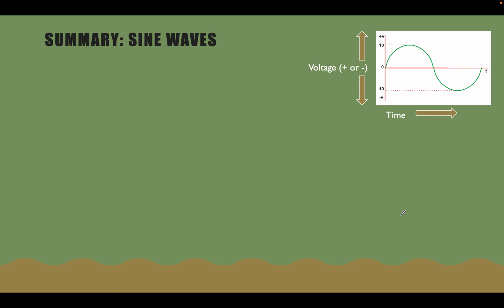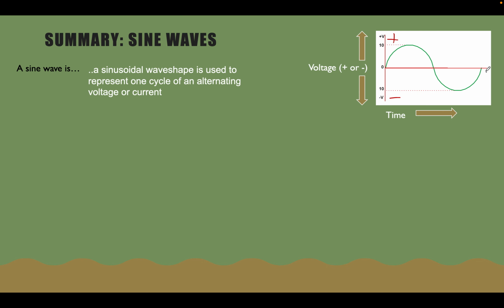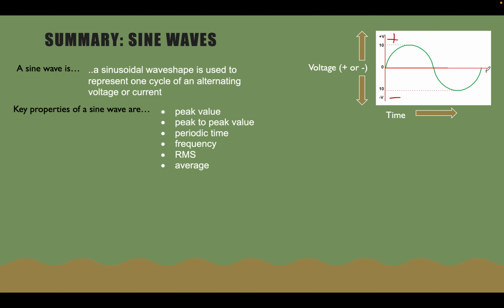So quick summary of sine waves then. Okay. So we understand straight away, don't we, when we look at this, the axis on this side is for voltage, positive or negative. Remember the positive side's here and the negative side's here because AC is going positive, negative, positive, negative. And you're seeing one cycle there. So a sine wave, a sinusoidal wave shape, is used to represent one cycle of an alternating voltage or current. And the key properties of a sine wave are peak value, peak to peak value, periodic time, frequency, RMS, and average. We've gone through them at the beginning and throughout these two videos, so go back through them.